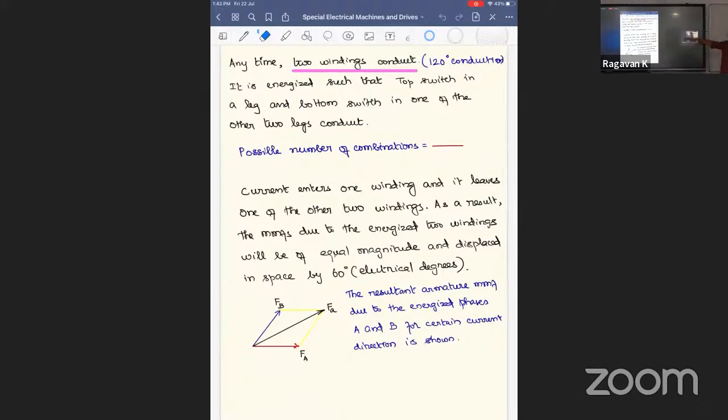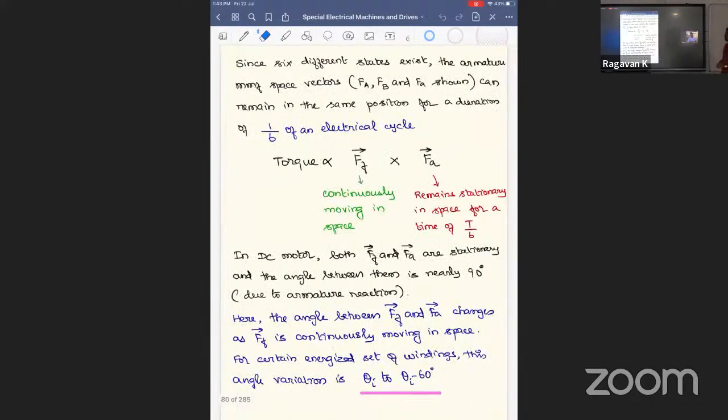Whatever I have explained is written here. Since we don't have time, we will skip. So torque is proportional to the cross product of the field MMF and the armature MMF. The field MMF is sitting in the rotor and is continuously moving in space, whereas the armature MMF vector remains stationary in space for a time of T/6, where T is the time required for one cycle. This T stands for the electrical time period of the electrical cycle, you can say.